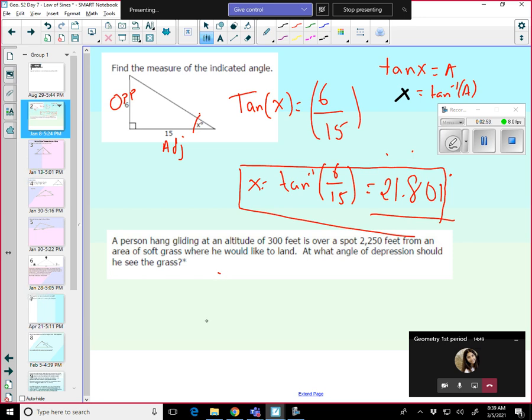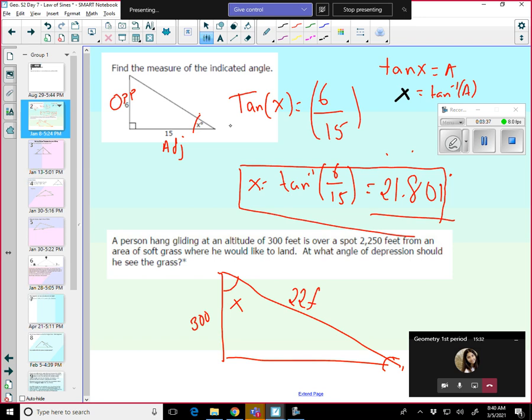Angle of depression, in the sense, I should always have it in this manner. I don't know this particular angle, so let me call this angle x. At an altitude of 300 feet, which means this particular height is 300 feet. He is over a spot 2250 feet from an area of soft grass where he would like to land. This is the grass area where he has to land, and it's 2250 feet.